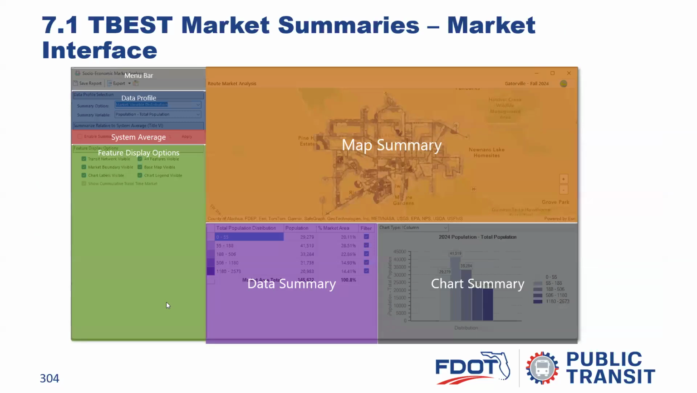All right, so once you have set everything up, you run through it, it will generate the market summary. And then, this is the basic setup of it, where you have your map summary, data summary, and chart summary. And on the left, you have your controls for exporting, for selecting different variables. There's an option for the system average, which we'll cover, and then feature display options where you can toggle visibility of map features and the chart, etc. So different controls that you might have for it.